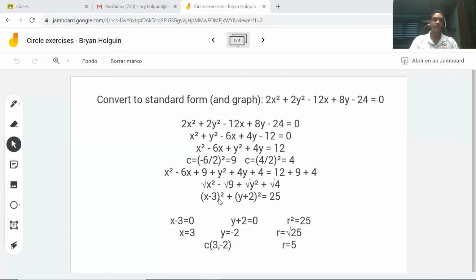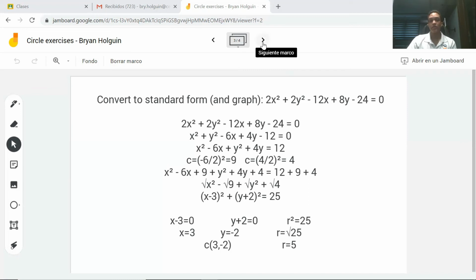And we now can do the same as we did in the past exercise. So x minus 3, taking it to here, equals 0. So x is equal to 3. Y plus 2 equals 0. So y should be equal to minus 2. Getting the center with the x and y component, which is 3 comma minus 2. And for the radius, we have 25. So the radius squared is 25. We pass this squared as a square root to the other side. So square root of 25 is 5, making the radius 5.